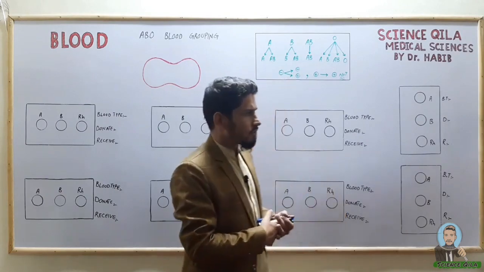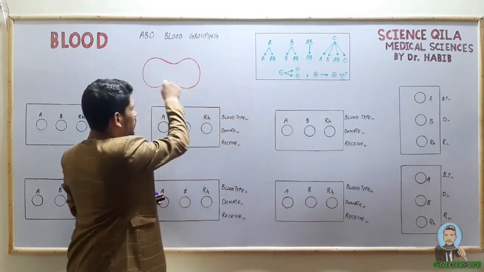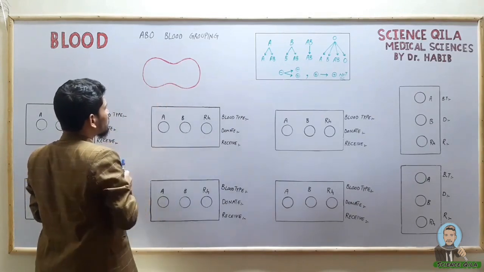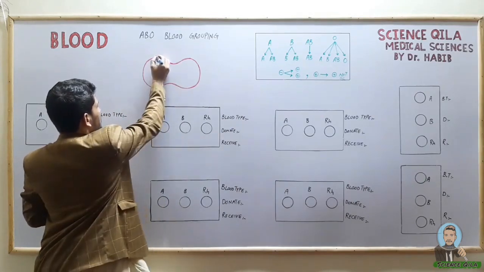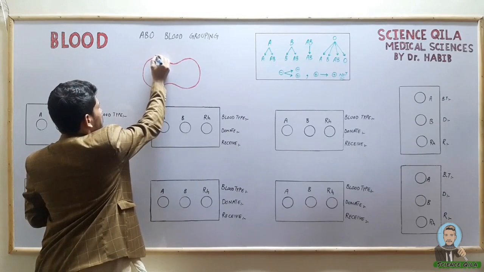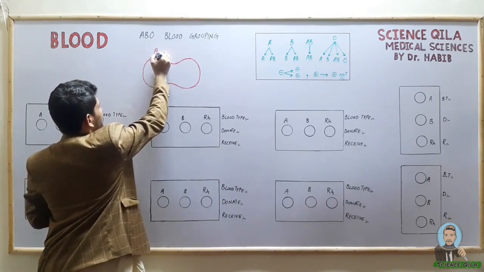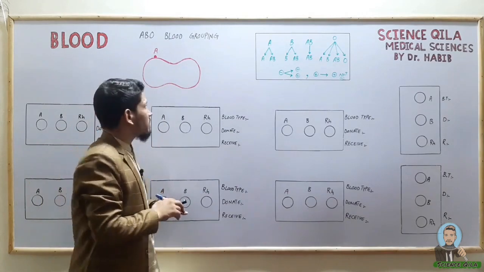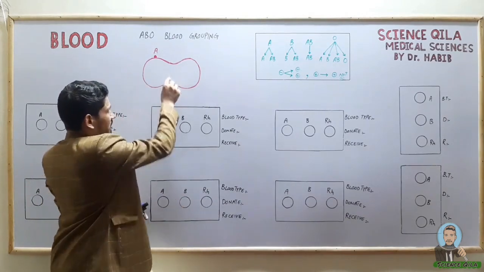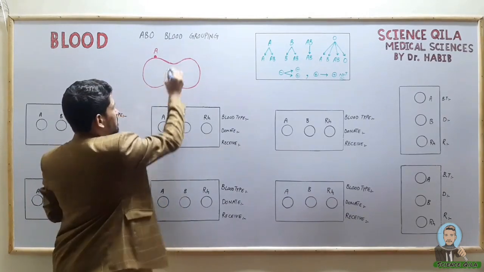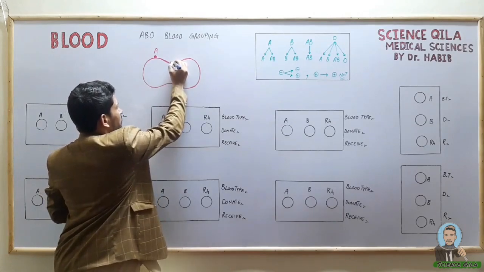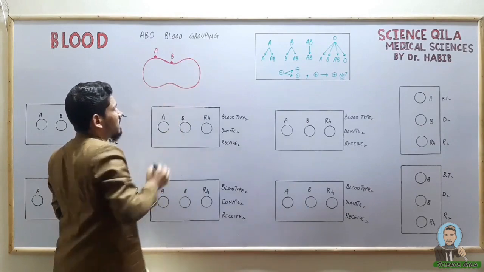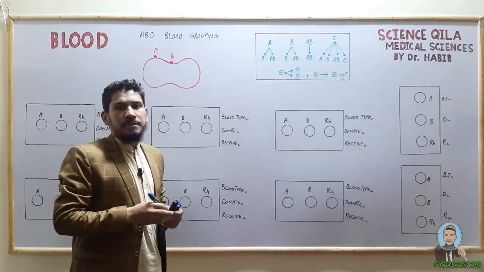So here we have the red blood cell or RBC. If the gene on DNA codes for antigen A, antigen A will be expressed on the surface of the red blood cell and we'll say that the blood type is A. And if the gene on DNA codes for another antigen B, antigen B will be expressed on the surface of the red blood cell and we'll say that the blood type is B.